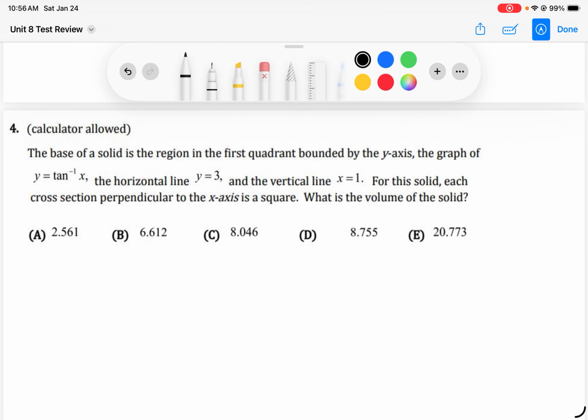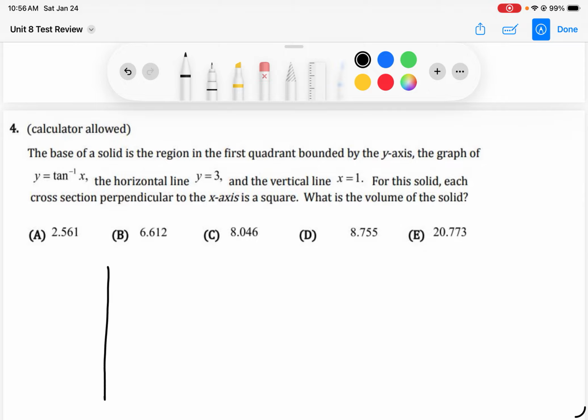Okay. Calculator allowed. The base of a solid is the region in the first quadrant bounded by the y-axis, the graph of tangent inverse of x, the horizontal line y equals 3, and the vertical line x equals 1. For this solid, each cross-section perpendicular to the x-axis is a square. What is the volume of the solid?